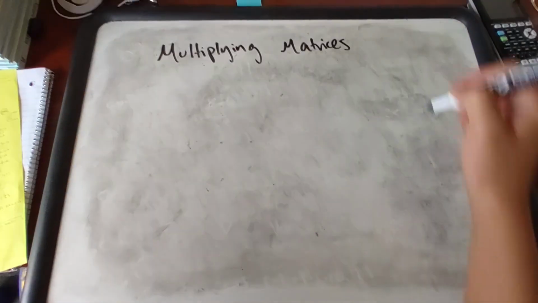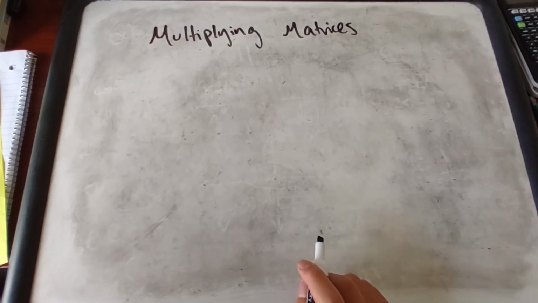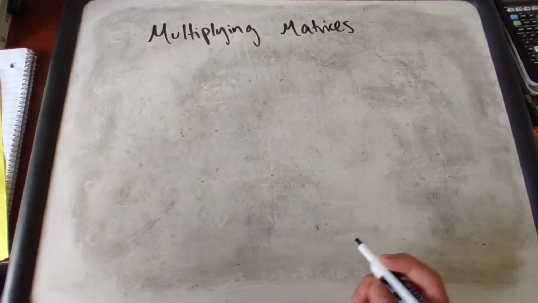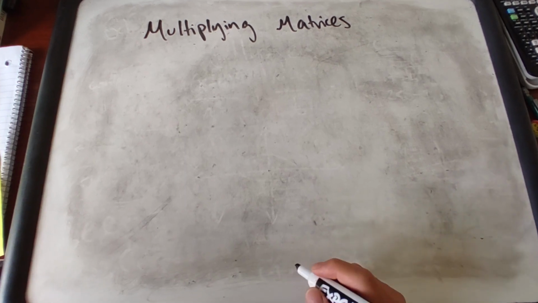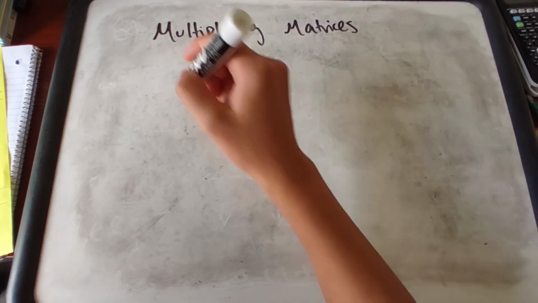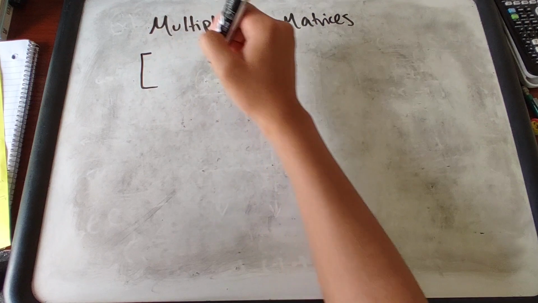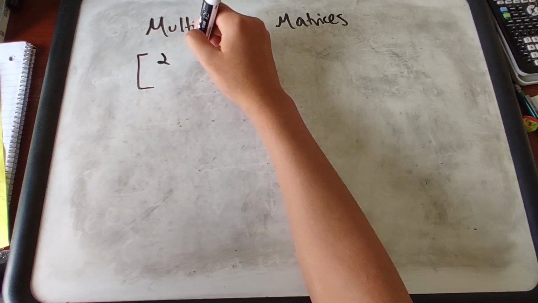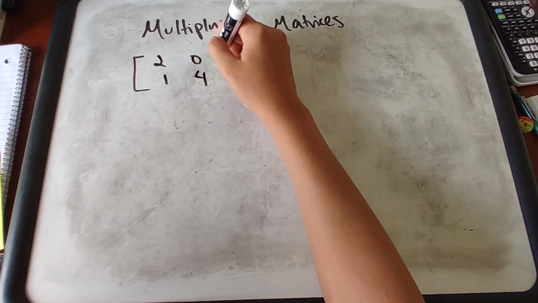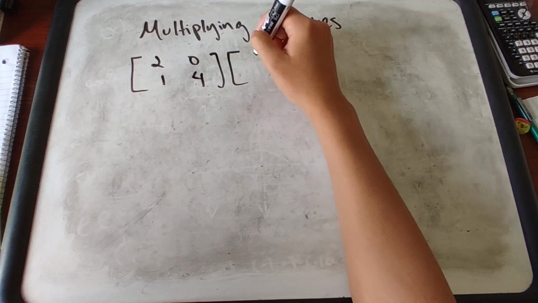Alright, so in this video we're going to talk about multiplying matrices. Now, when you multiply matrices, this is different from the normal process of multiplication, and there are multiple steps that go along with it. So for example, let's have a 2 by 2 matrix here, and a 2 by 2 matrix.